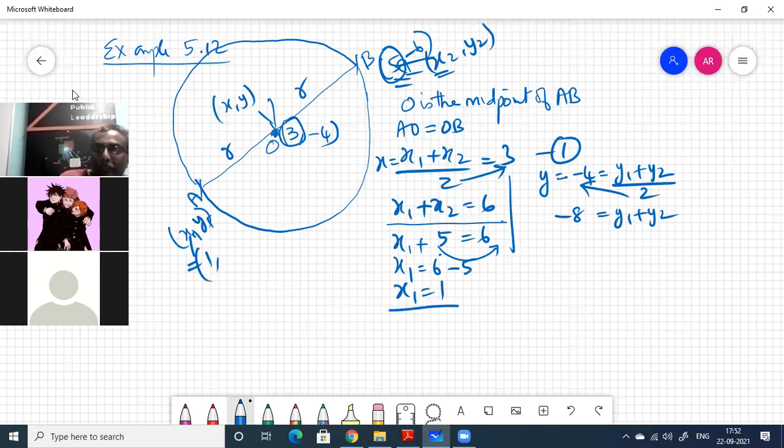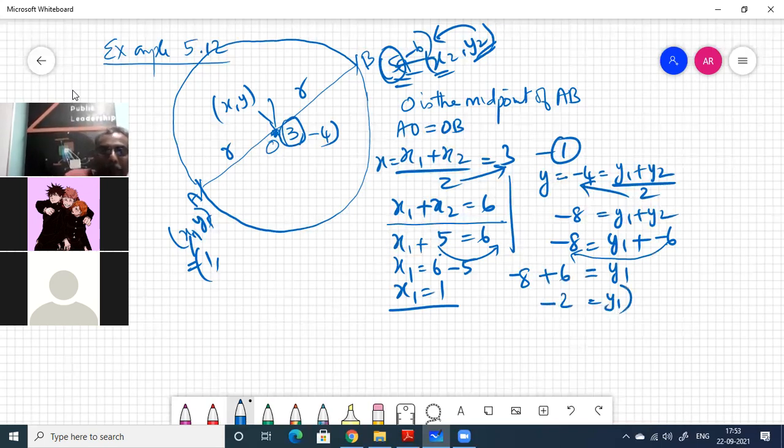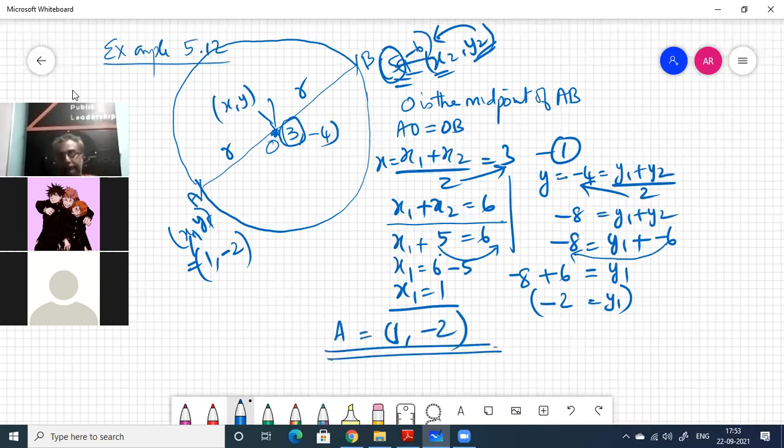Then same way, -8 is equal to y1 plus y2. y1 we don't know, but y2 we know. y2 is -6. Take this -6 to this side: -8 plus 6 is -2. So y1 is equal to -2. So the point A is (1, -2). You got it?